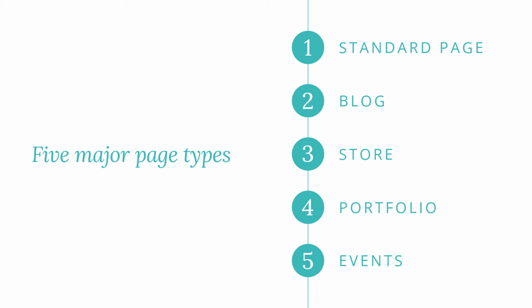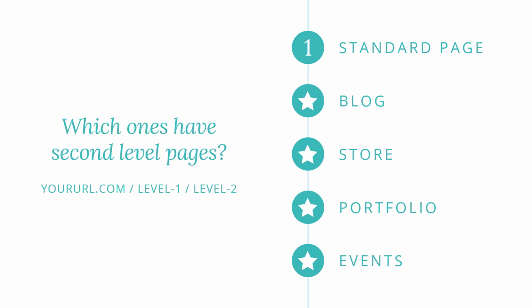Now, an interesting thing to note about Squarespace 7.1 are the types of pages that have second level pages. That means you can start off with a website address that's yoururl.com or .co, whatever, and then you'll have a / and the first URL. That first URL is your level 1, and that can be blog / store / my portfolio name, whatever you'd like it to be. And then when people go to a page inside your blog, a particular blog post, or a product inside your store, that's going to be the second level.